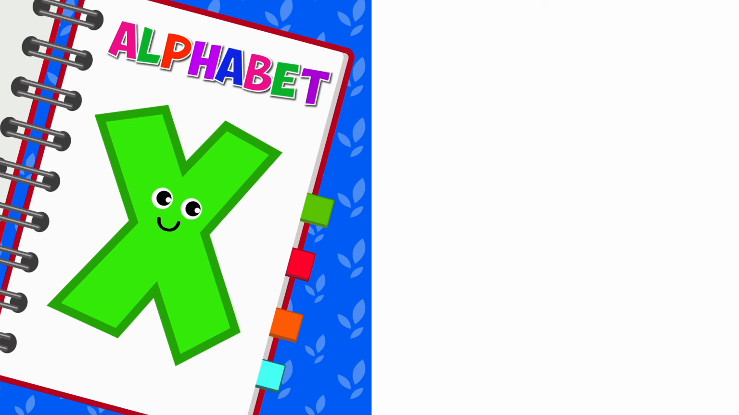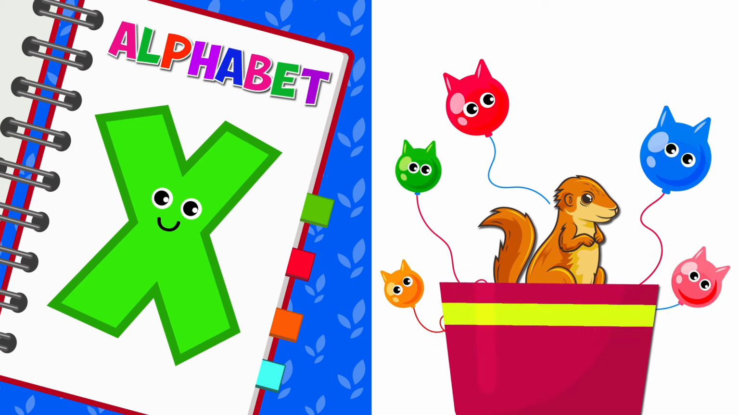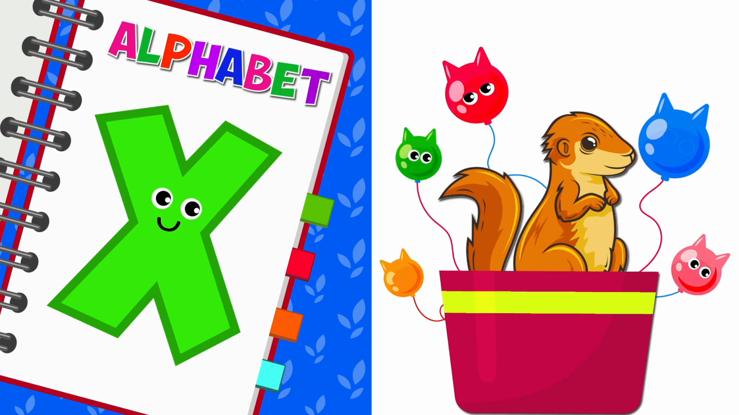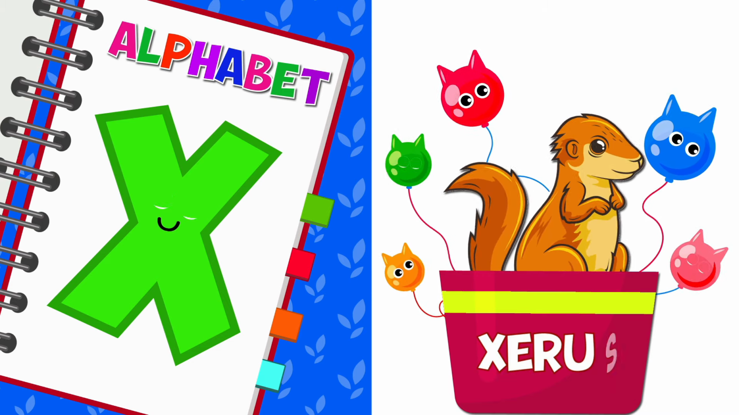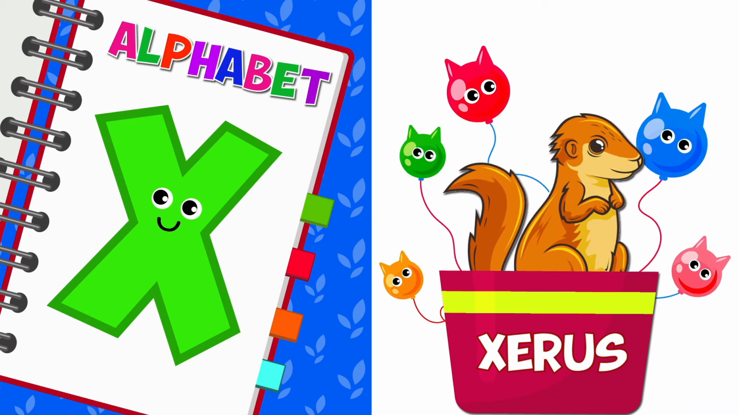X, alphabet X. What is coming now? It's a zebras. X is for zebras.